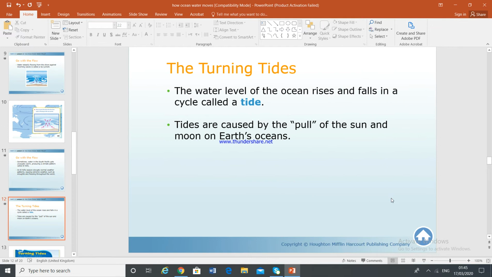Okay. Now, coming to the word tide. Have you ever seen the big tides or the small tides? What is actually a tide? The water level of the ocean rises and falls. It goes up and it comes down. So this water level of the ocean rising and falling in a cycle is called a tide.